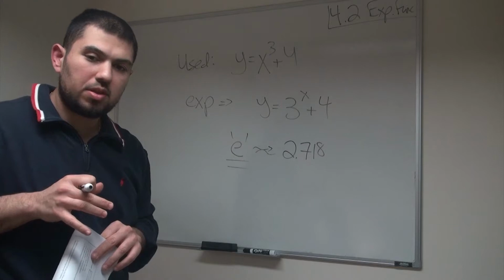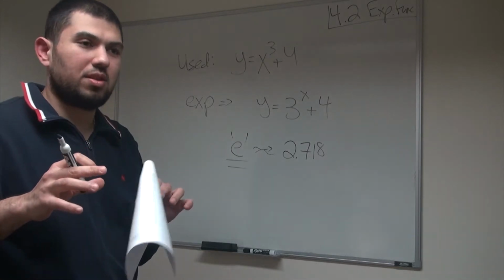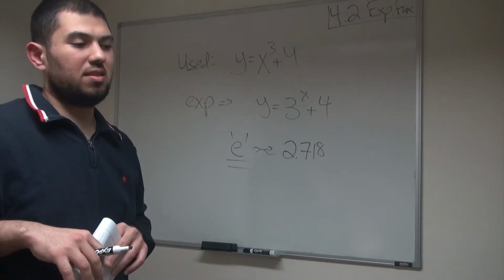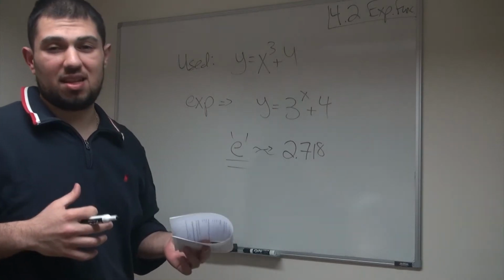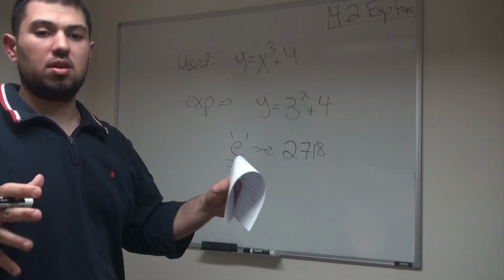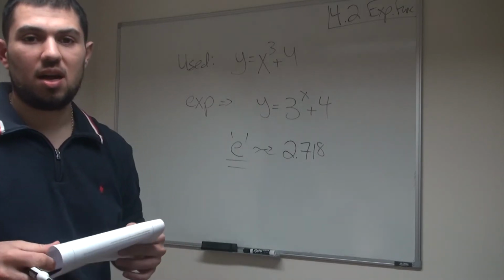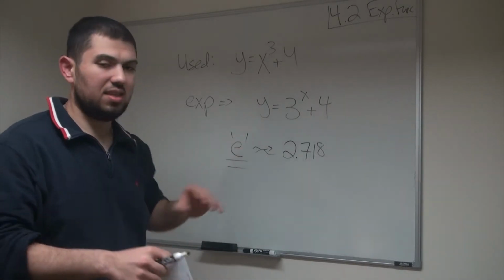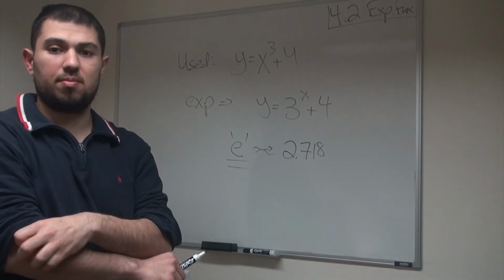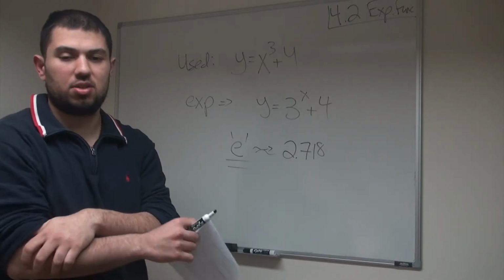It's a special number. It wasn't just pulled out of a hat. This isn't an honors math class, so I'm not going to go into the whole derivation of where e came from. It's in your textbook. It shows you how they got to e. It takes a little bit of finesse. A better understanding of calculus would actually help you get there.